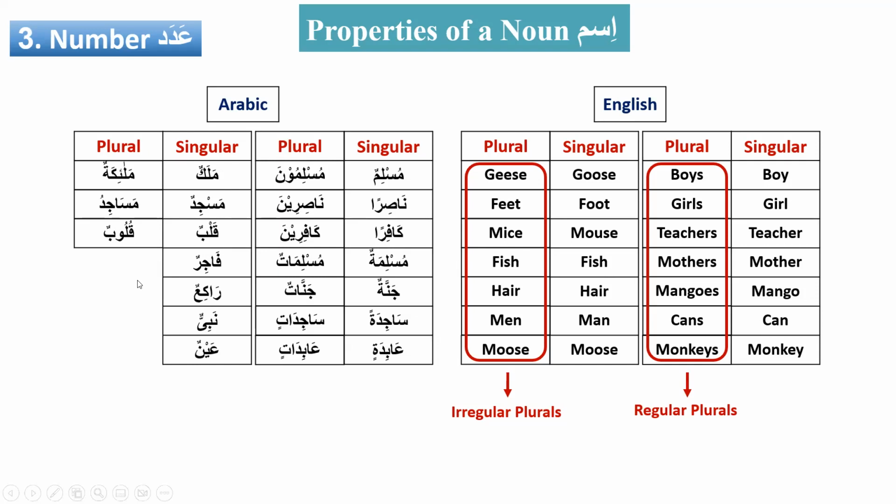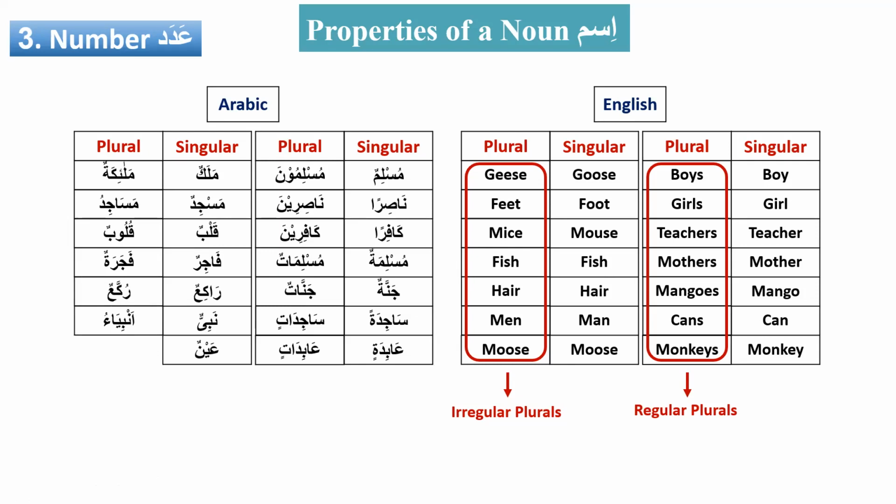Fajar could be another one. Fajiruna, Fujjar is good, or it could be Fajaratun. Yeah. Raqi'un. Plural can be Raqi'una, I know, but there is another one too. Yeah, it is Rukka'un. Rukka'un means those who do ruku. Nabiyun. Anbiya. Yeah, very good.